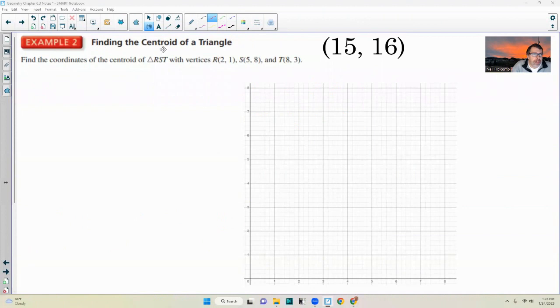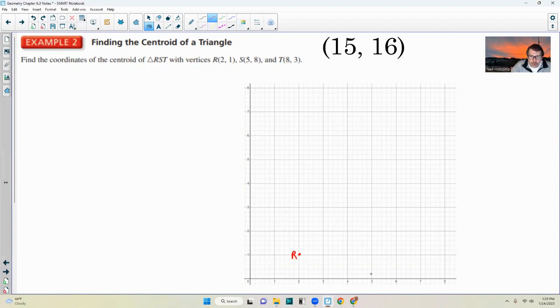Okay, example 2 is finding the centroid of a triangle. It says find the coordinates of the centroid of triangle RST with these given vertices. So the first thing I am going to do is plot the points. R is (2, 1). So I go over 2, up 1. Here is R.